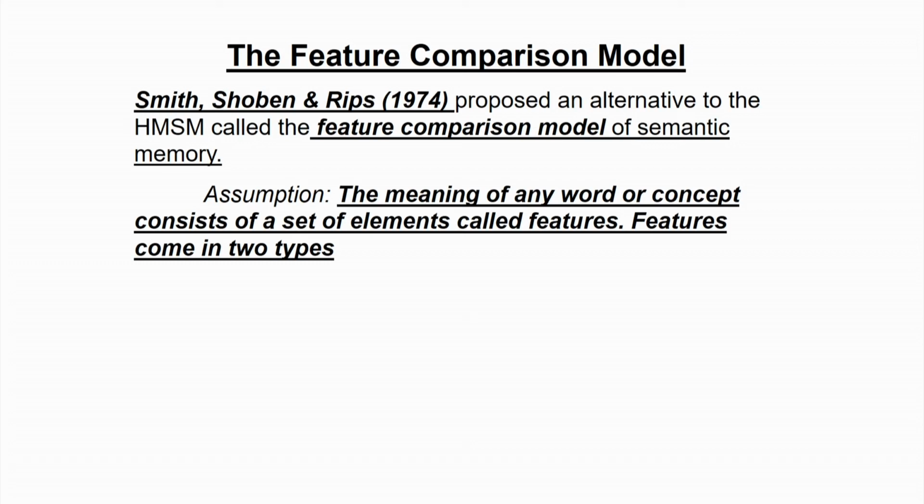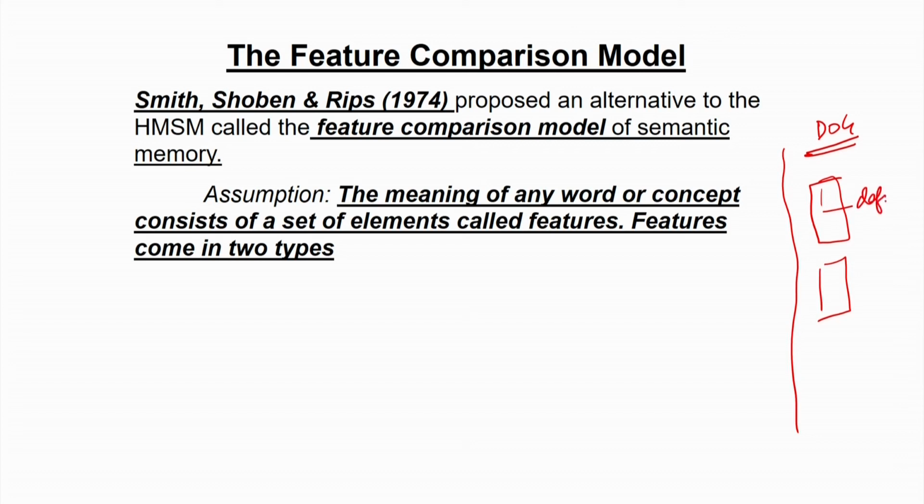The assumption was that the meaning of any word or concept consists of a set of elements called features, and features come in 2 types. What they said is that semantic memory is not arranged in some kind of hierarchical structure, but in a way in which there are certain features. So, there are 2 basic features that we talk about. When I am looking at any concept, for example dog, the dog has 2 kinds of features. One is called the defining features of a dog, and then there are characteristic features.